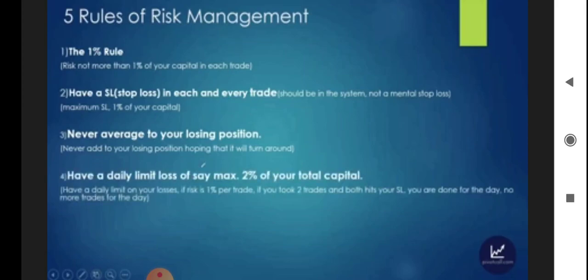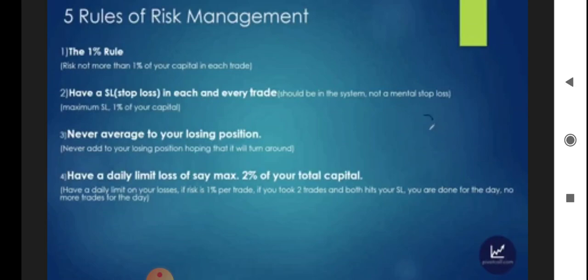This is one thing that is very, very important. Have a daily loss limit of maximum 2% of your total capital. That is the difference you'll see between a novice trader and a professional trader. A novice trader always dreams about the profit only, but professional traders focus more on risk. They focus more on this, but novice traders focus too much on profit. He ignores the risk.